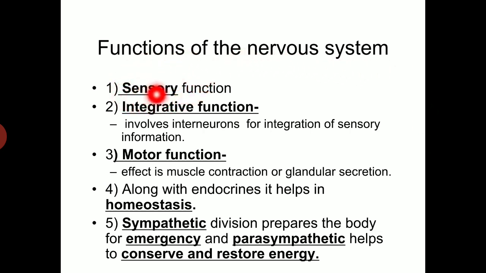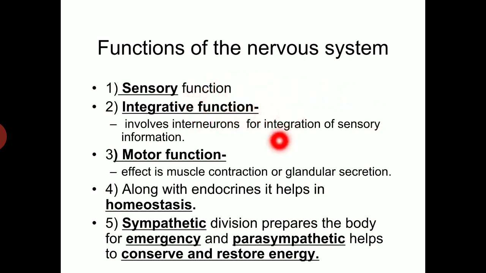First, sensory function. As we know, there are various types of sensation like touch, pressure, vibration, temperature, stereognosis, and proprioception. These sensations are carried by sensory nerve fibers, or we can say afferent nerve fibers, to the brain. So this sensory function is mainly responsible for carrying all the sensation from the periphery, from the body, to the brain.